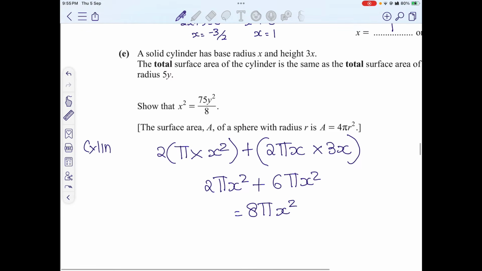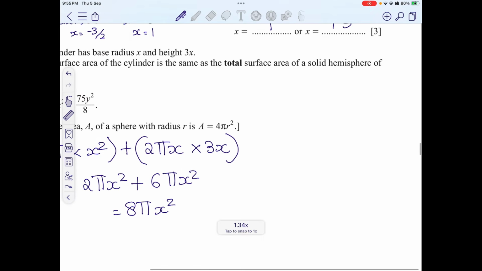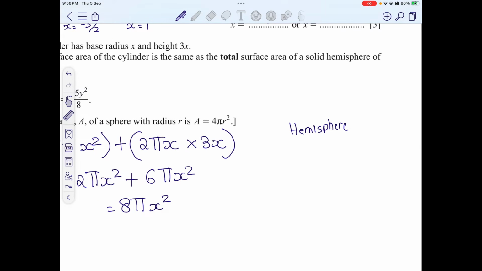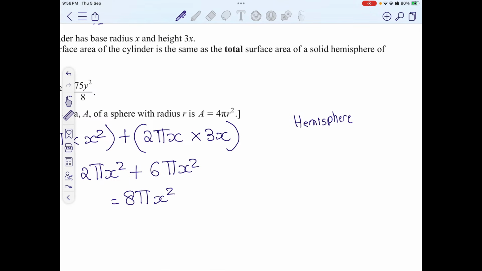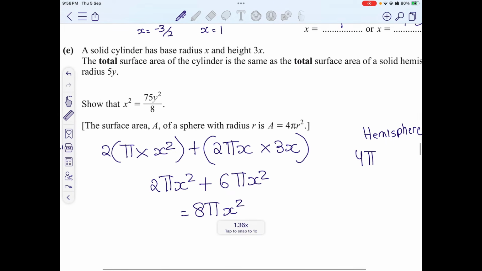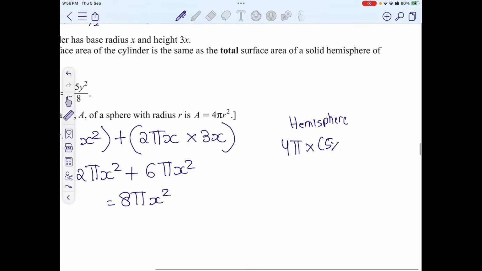Okay. Now the other one, I'm going to do for the hemisphere. A hemisphere is like if you take a sphere and cut it into half. So the surface area would include, now here they've given us a formula for the sphere. We would simply divide it by 2. So when you do 4 pi r squared, the value of r is 5y. So 4 pi into 5y squared divided by 2. What is this going to give you? That's going to give you 4 pi into 25y squared divided by 2.